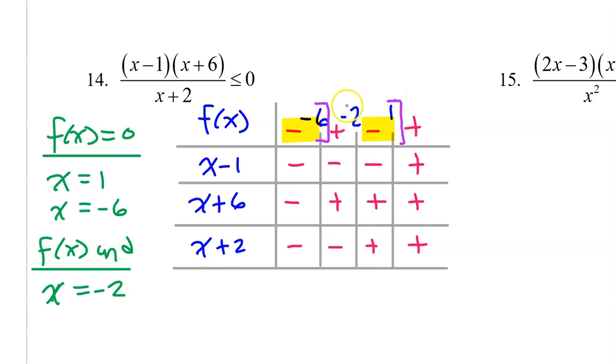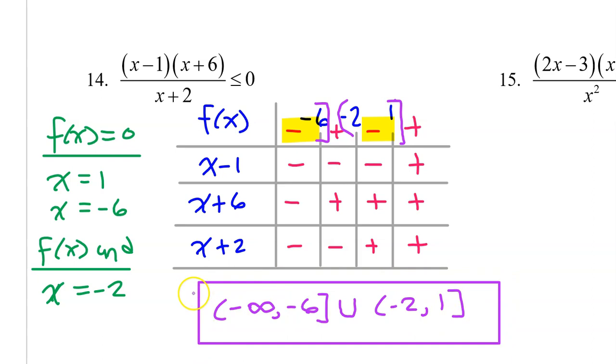However, the negative 2 will get a parenthesis when I do this interval, because that's where f of x is undefined, and we don't want that. We want less than or equal to 0. We don't want undefined. So we will show that we are leaving this value out with a parenthesis. So the first interval goes from negative infinity to negative 6 with the aforementioned bracket. And then union negative 2 to 1, and there's another bracket for you.